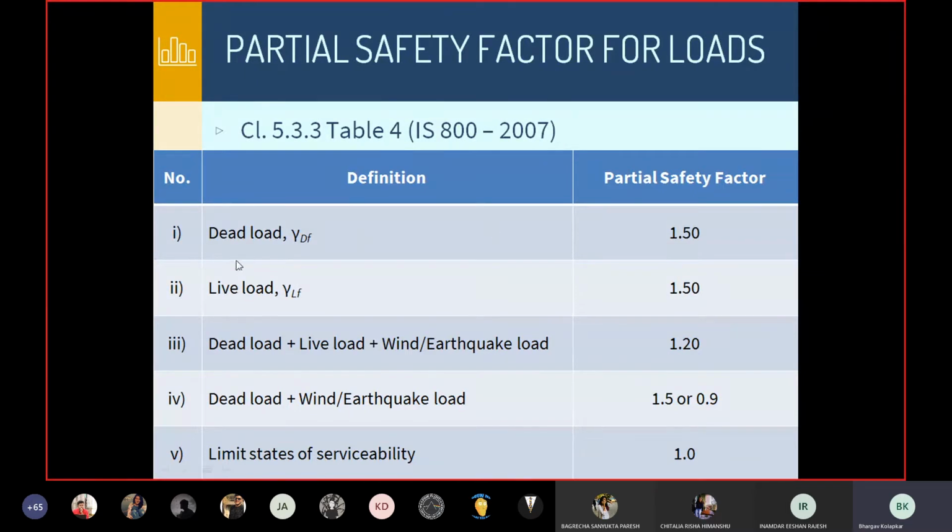The partial safety factor for live load is 1.5. When you have a load combination, or when multiple loads are acting together, say dead load plus live load plus wind or earthquake load, you have a partial safety factor of 1.2 for each of these. That is, you will design it for 1.2 times dead load plus 1.2 times live load plus 1.2 times earthquake load. Can someone just imagine an answer? Why is it that when it is dead plus live, we have 1.5, and when it is dead plus live plus earthquake, the 1.5 is reduced to 1.2? Can someone answer this question?